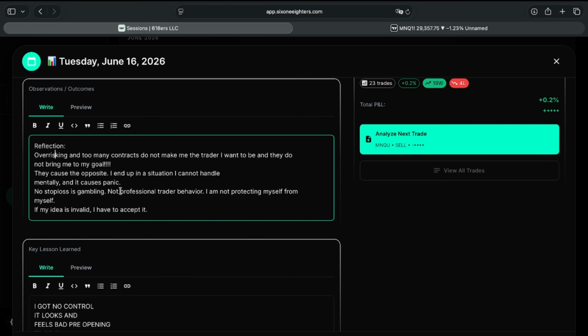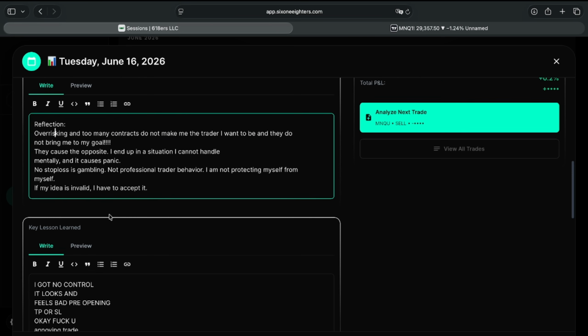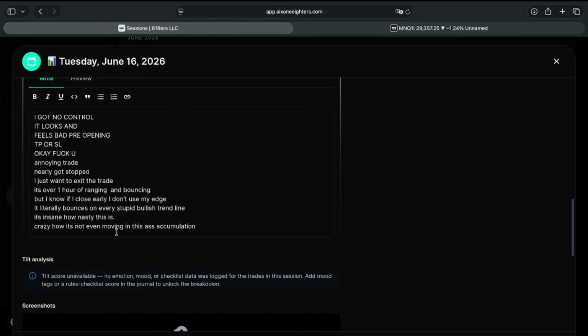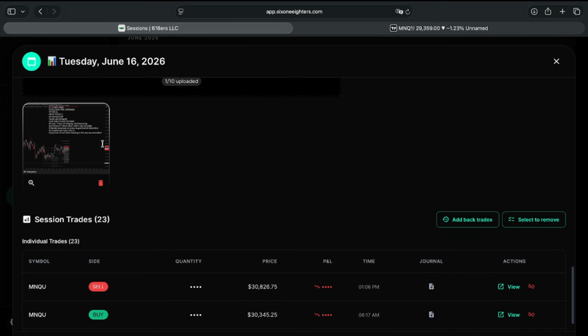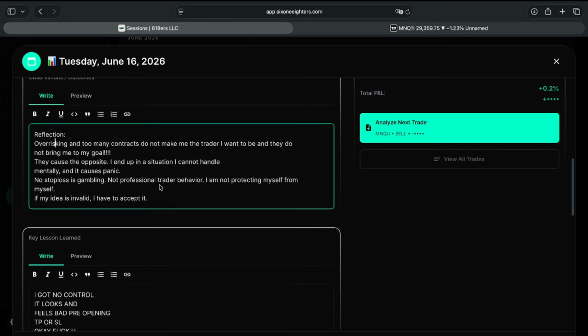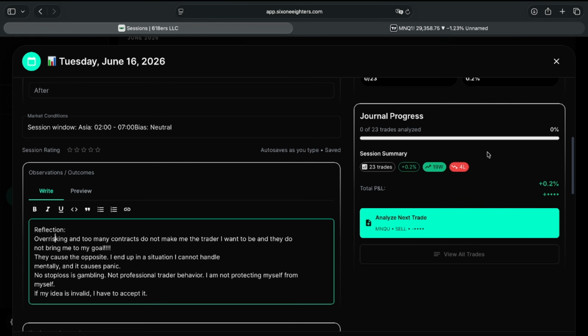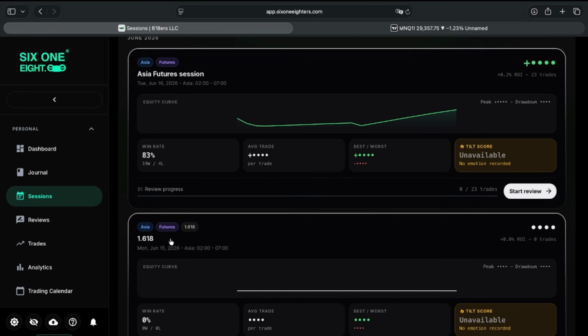No stop loss is gambling. No professional trader behavior. I'm not protecting myself from myself. This is the reflection I got, and these are my notes I took during some trades. Here you can see some trades, and overall the day ended green, but still I was aware that this is not good trading, even though I had some bad moments inside of this.